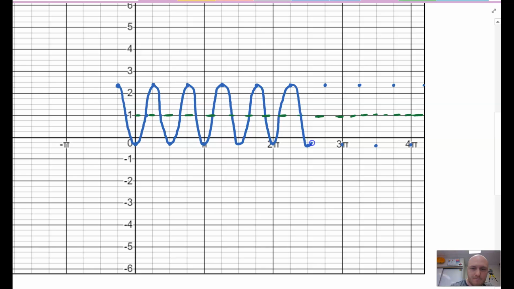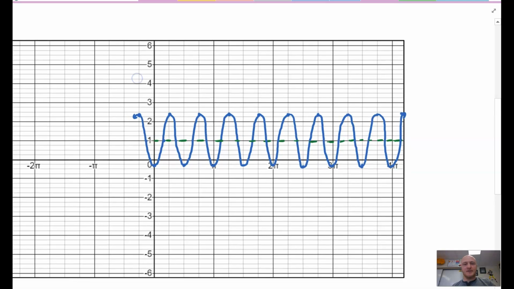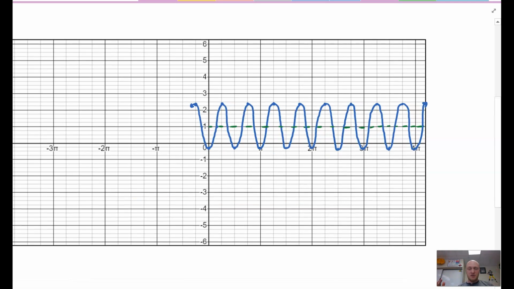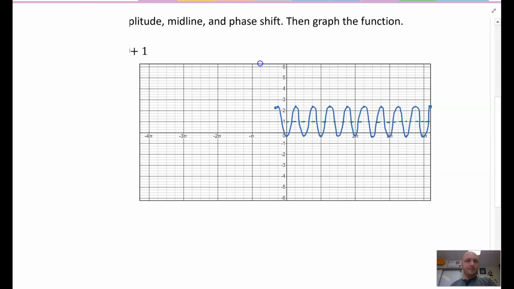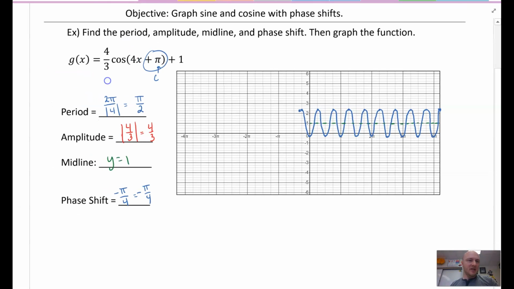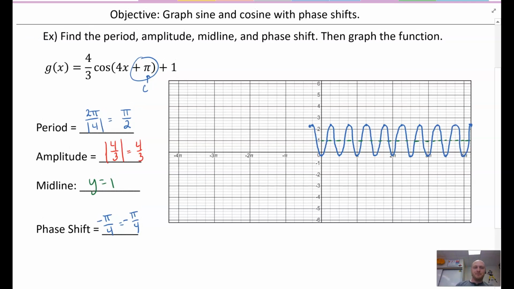So if you want to draw the midline points, you can, but this period's so short that you kind of get the picture. Okay, and I'm just going to draw an arrow that way. All right, so there is our graph. Phase shift, period change, all together in one enchilada, the whole enchilada.